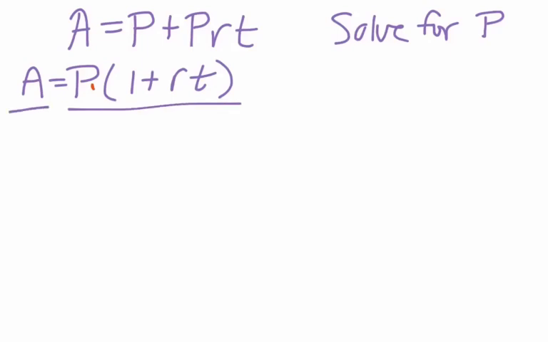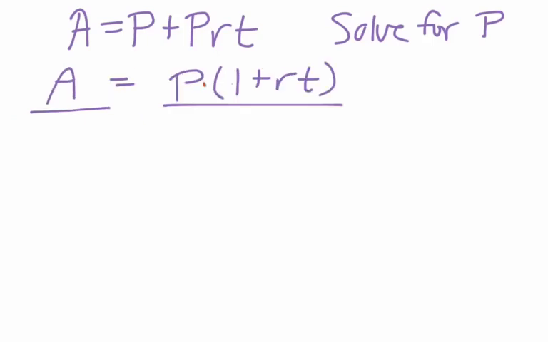I actually don't have enough space there. Hang on a second. Okay, I just move that over a little bit. So we are going to divide by whatever we're multiplying by, which in this case is 1 plus RT.